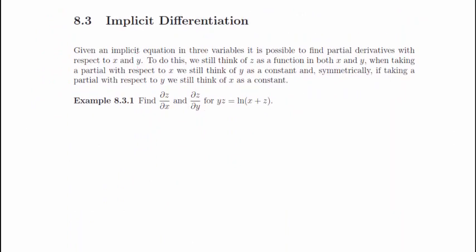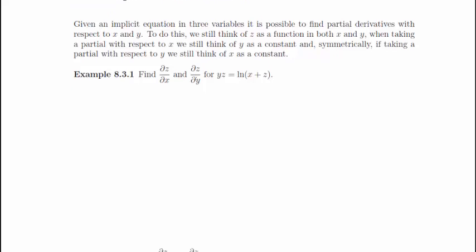All right, last page for this lesson. Our last topic is 8.3, implicit differentiation. Given an implicit equation in 3 variables, it's possible to find partial derivatives with respect to x and y. To do this, we still think of z as a function in both x and y. When taking a partial with respect to x, we still think of y as a constant, and symmetrically, if taking a partial with respect to y, we still think of x as a constant.